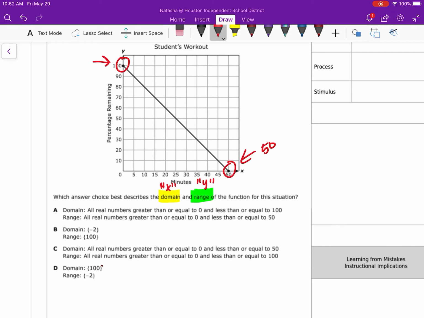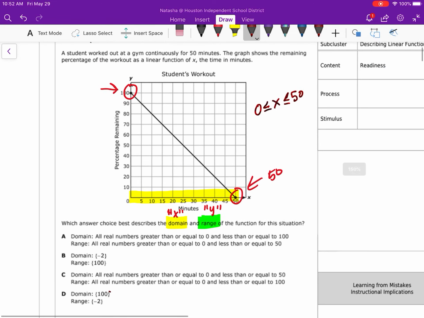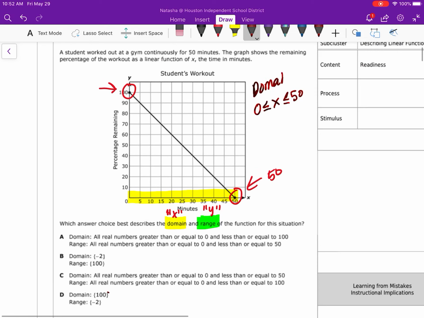Okay, so in terms of our domain, those are all of the x values that are limited from 0. So we're going to start at 0. We're not going to go below 0. And then we're going to continue all the way up to 50, because that's the highest x value. Because we're looking at our x values, and that's the highest x value that x can be in terms of our domain. Okay? So that is our domain. And if you notice, I also put the x value here. That's my other clue that this is my domain.